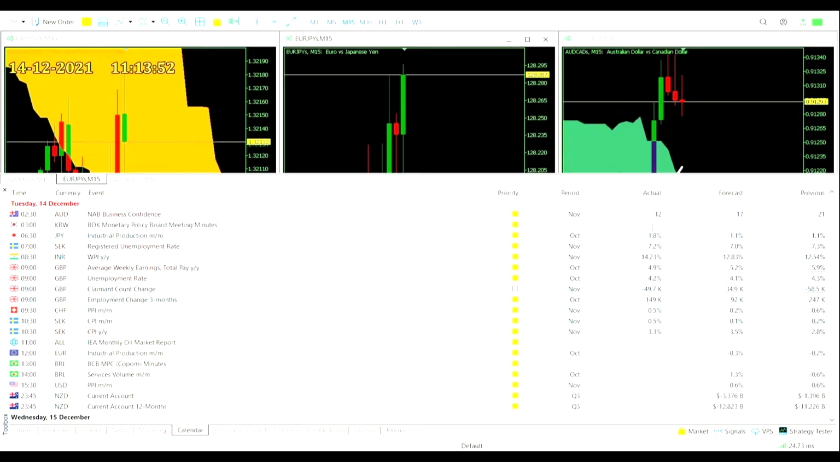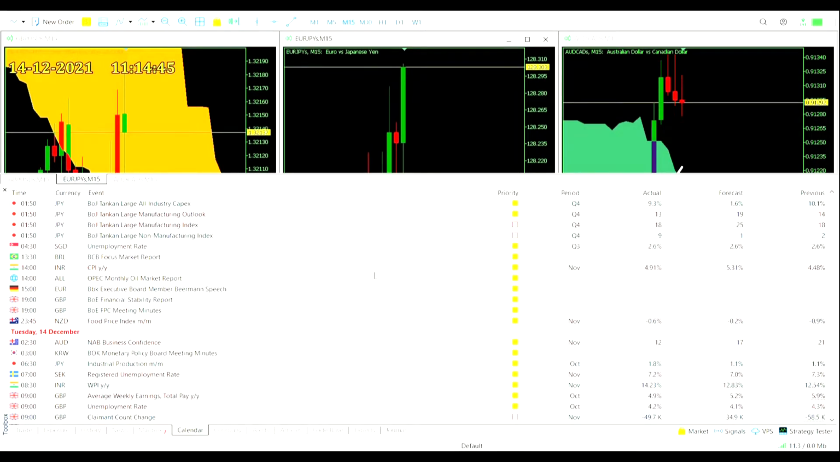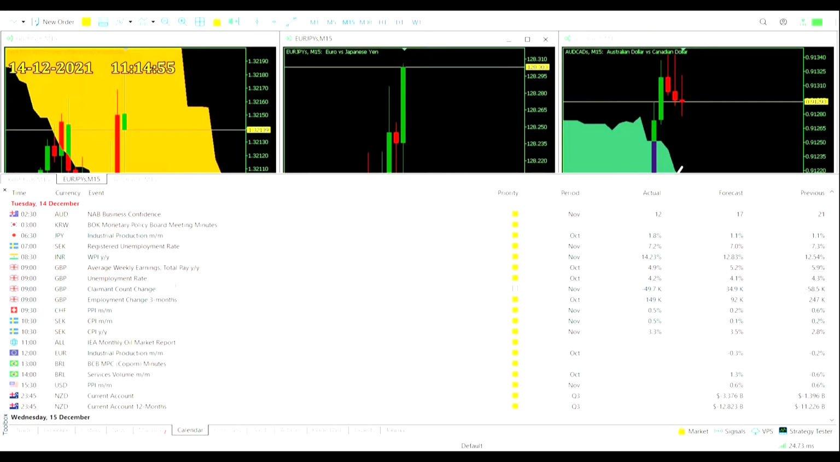Japanese industrial production month on month. They had quite a nice actual there, 1.8% against forecast and previous of 1.1%. Swedish registered unemployment rate 7.2% against a 7% forecast. Doesn't drift far from where they're at, but it is a bit high on the whole. Also had the year-on-year wholesale price index from India. Don't forget yesterday they did have a consumer price index year-on-year, the CPI. That came in at 4.91%. Much better than on the wholesale side of things, 14.23% actual.